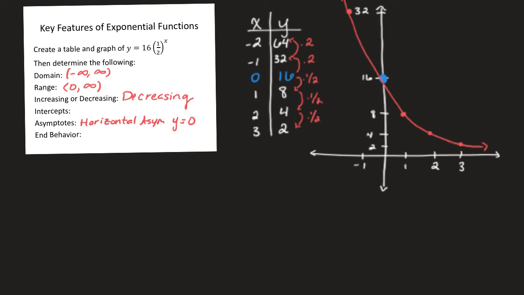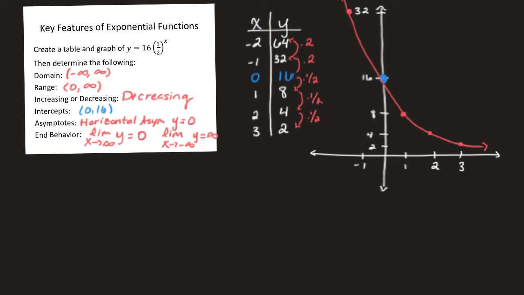My y-intercept is my initial value at 0, 16. And the end behavior of this function is as x approaches infinity, the limit of my function y is 0. It approaches that horizontal asymptote. And as x approaches negative infinity, the limit of y is positive infinity. It goes up to infinity as I go backwards in my x values.